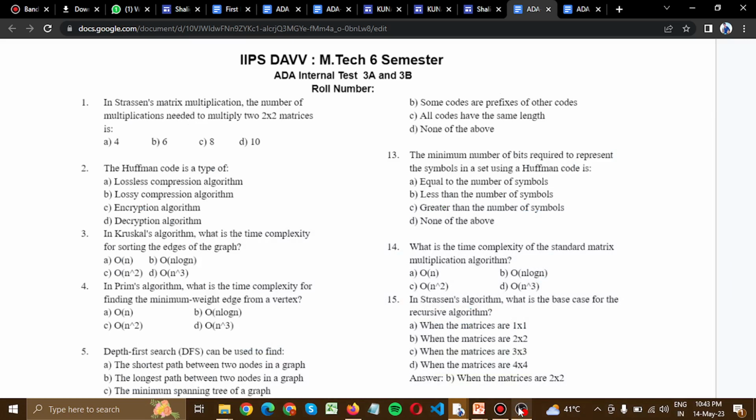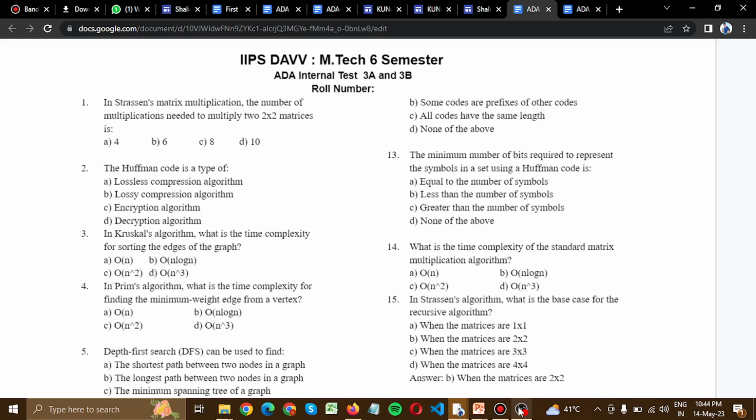In this video, I am going to solve the third internal MCQ test paper of Analysis and Design of Algorithms. In this question paper, we have 40 MCQs, so we will see the answers to those MCQs. So, first question: in Strassen's matrix multiplication, the number of multiplications needed to multiply two 2 into 2 matrices.